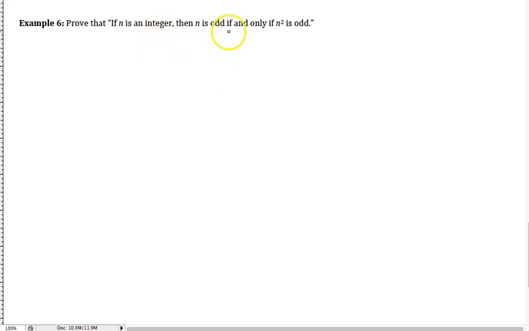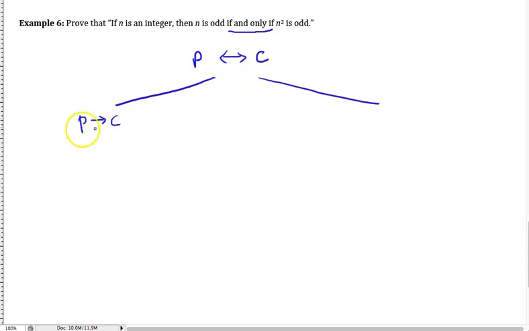All right, so notice that this one says if and only if. So this is not an implication proof. It's a biconditional. It's an equivalence proof. So I have my premise, n is odd, if and only if n squared is odd. So my premise and my conclusion. So what this says is that I need to do 2 separate proofs. I need to go premise implies conclusion, conclusion implies premise. If you only do half of it, then it's not a complete proof. All right, so let's do this one.